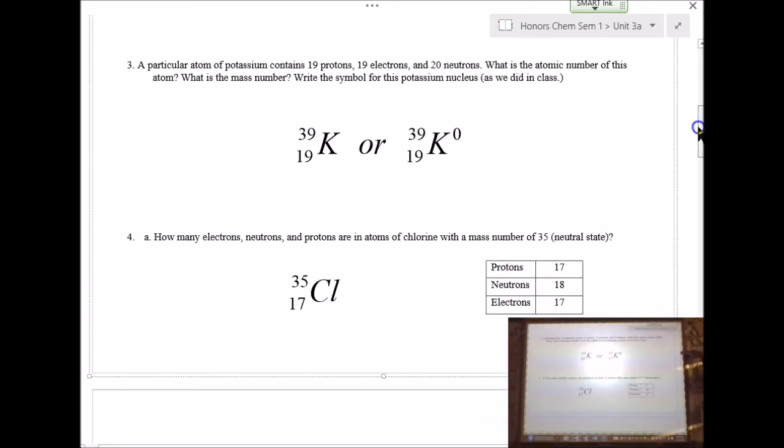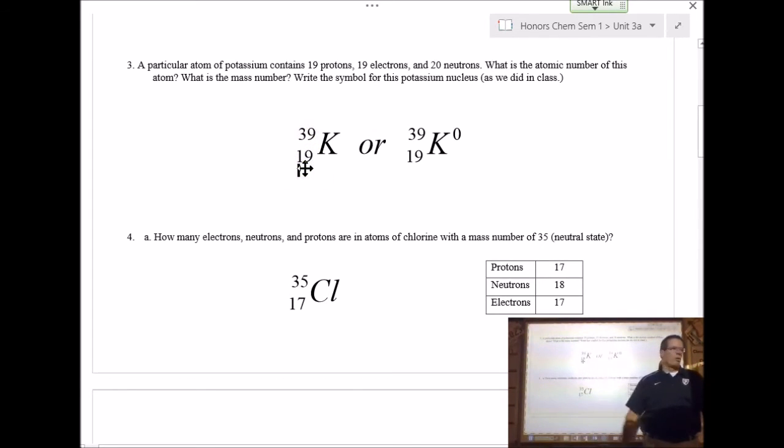Number 3, a particular atom of potassium contains 19 protons, 19 electrons, 20 neutrons with the atomic number, the mass number, all that jazz. Make sure that you know how to make a symbol. All right. The mass is always on top, the protons are always on the bottom. That is different than what the periodic table that you'll get tomorrow is. And you'll know that the atomic number is the atomic number because it's smaller than the mass number. That will always be the case. Always. Now, I can rarely say always in here, but that will always be the case.